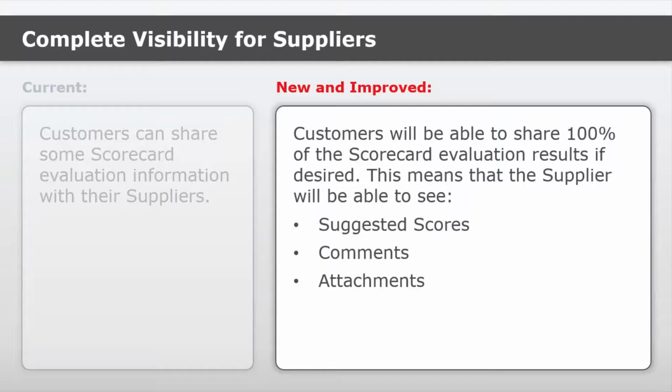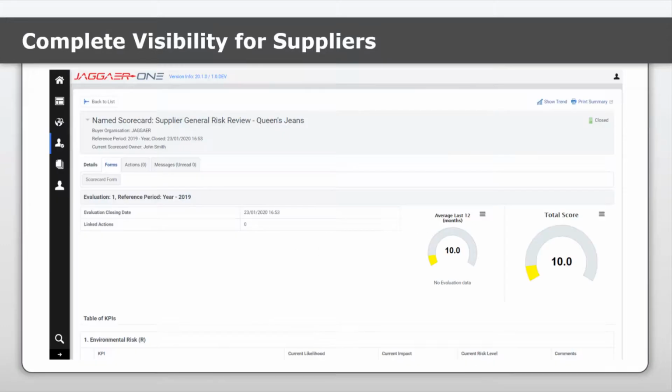Suppliers will be able to see everything that the customer's organization can see in the scorecard, including KPI evaluators' suggested scores, KPI evaluators' comments, and KPI evaluators' attachments. Please note that customers must contact their JAGGAER representative to enable this feature. Once supplier visibility is enabled in a customer's site, the customer will be able to create scorecards that the supplier can see when the supplier logs into the portal. The supplier can open the scorecard and view how it was scored. This is an example of what a supplier might be able to see when logged in.